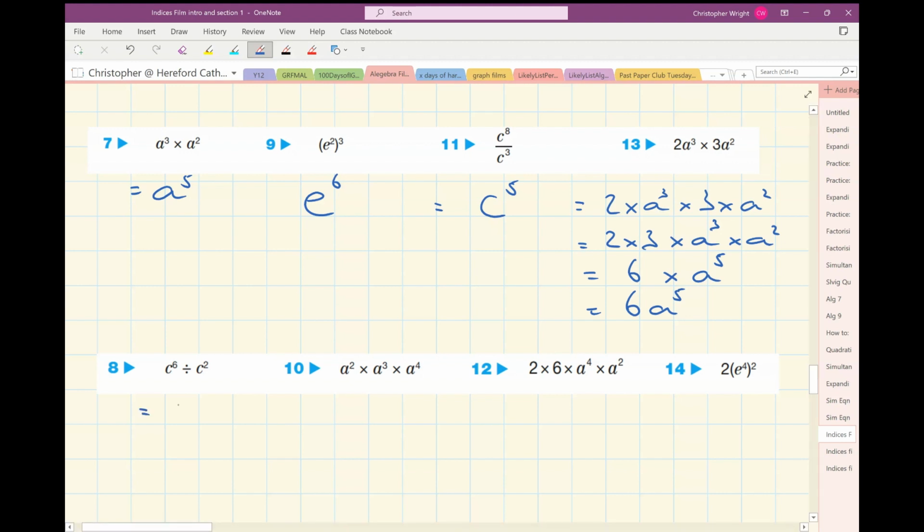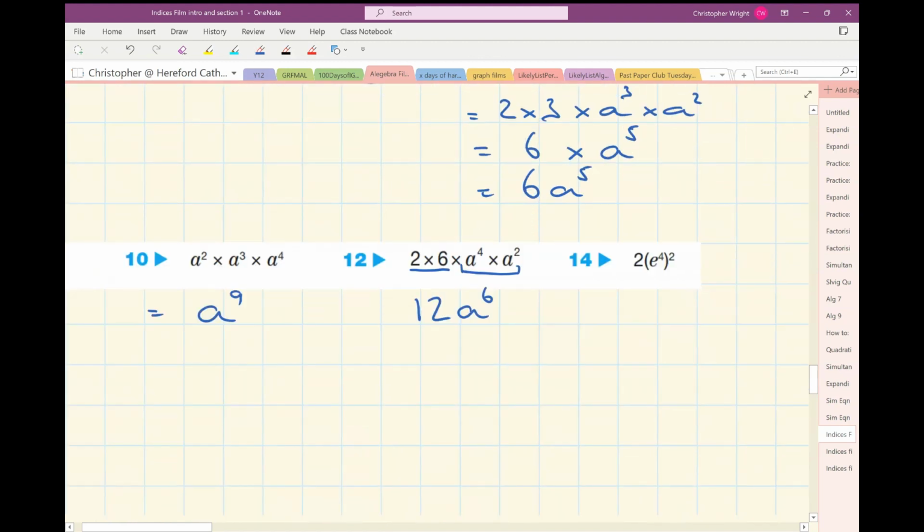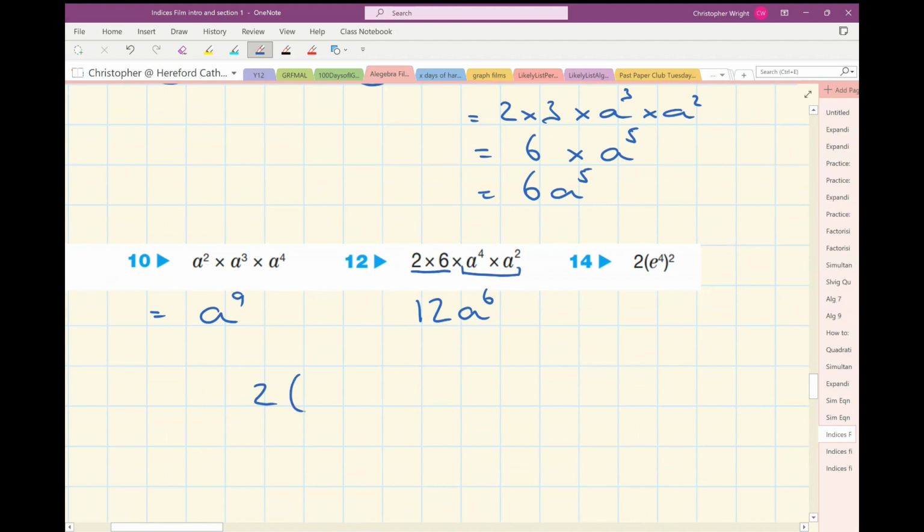Number 8, c to the power of 6 divided by c squared, c to the power of 4. Add these indices here, a squared times a cubed times a to the power of 4, a to the power of 9. 2 times 6 is 12. A to the power of 4 times a squared is a to the power of 6. 12a to the power of 6. Now, number 14. Let's write this one down here. 2 times e to the power of 4 raised to the power of 2. Well, this section here, e to the power of 4 raised to the power of 2, is going to be e to the power of 8. So what I've got here is 2e to the power of 8.